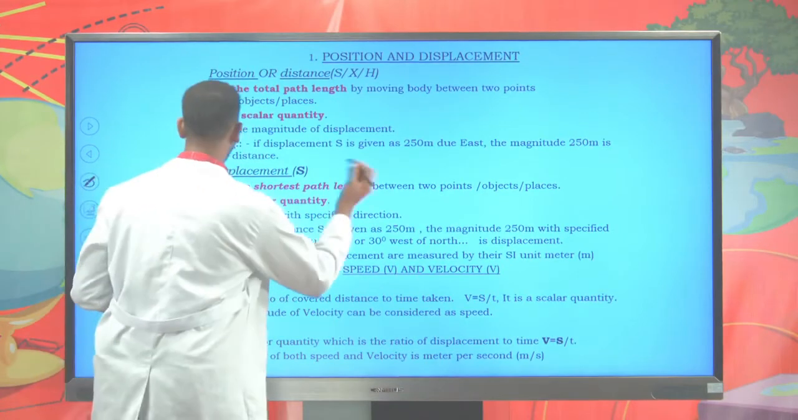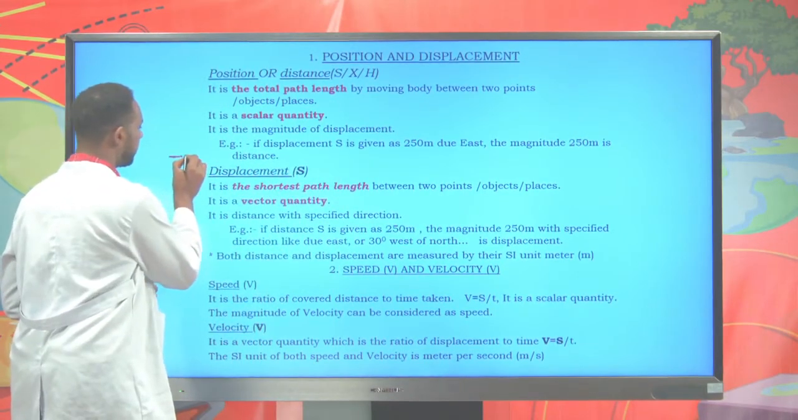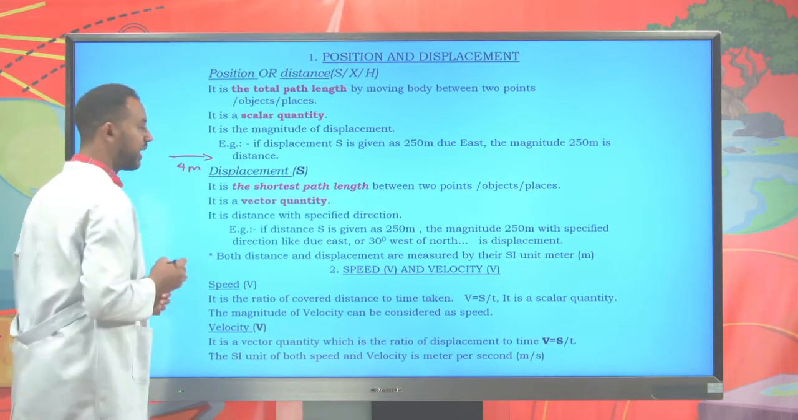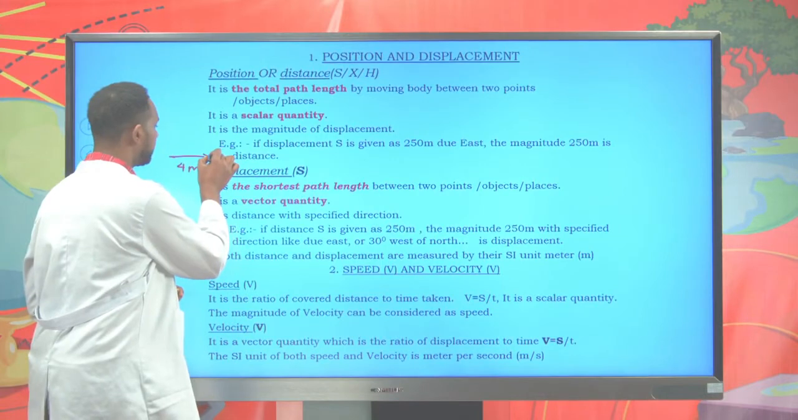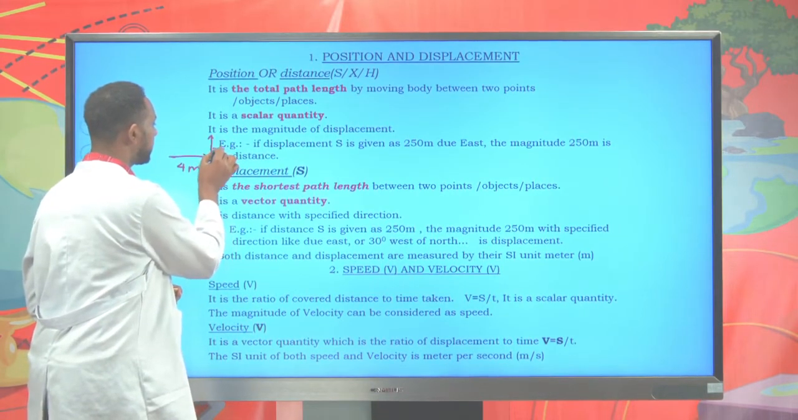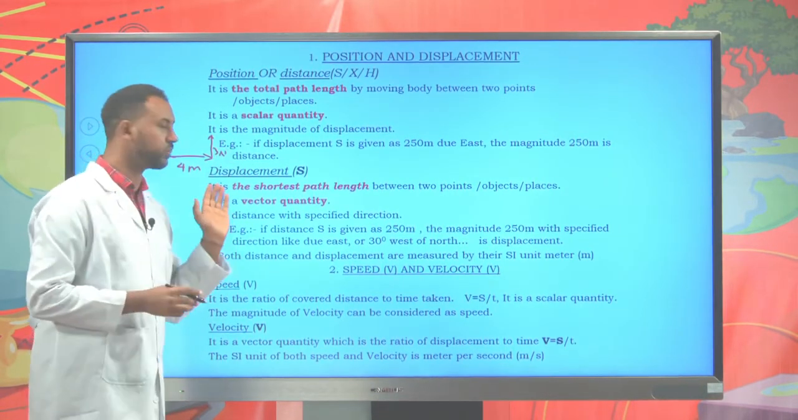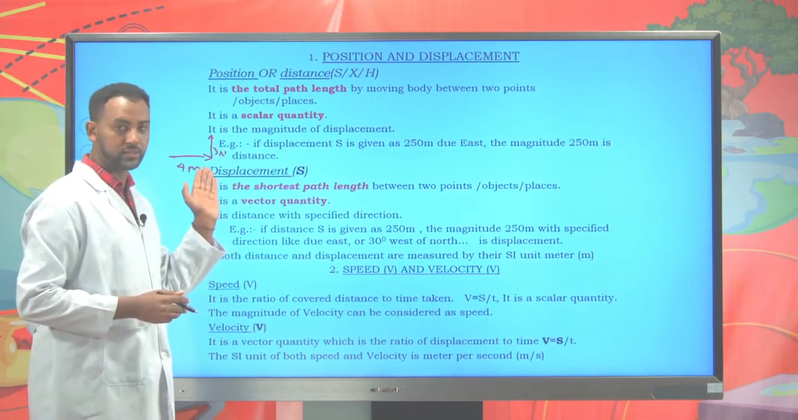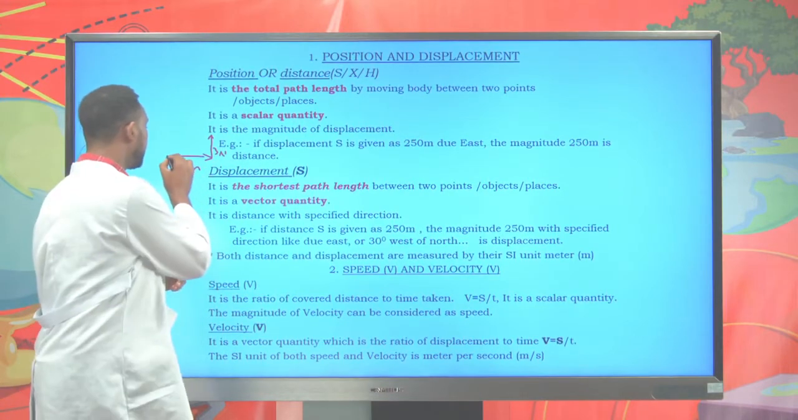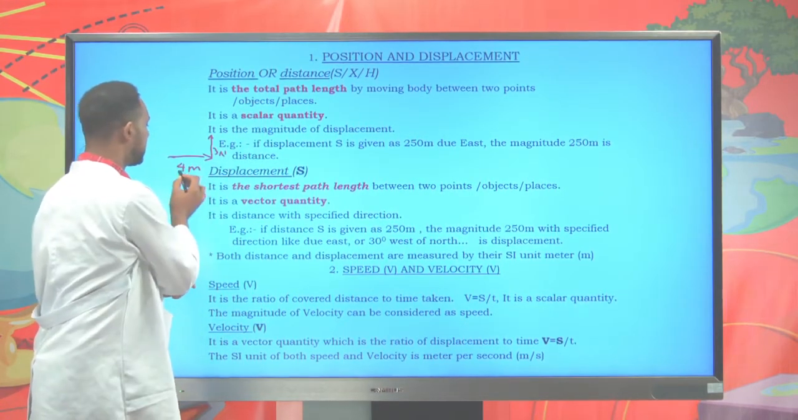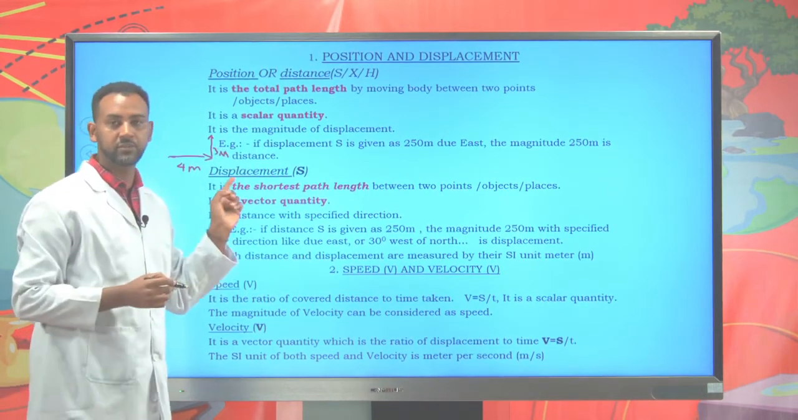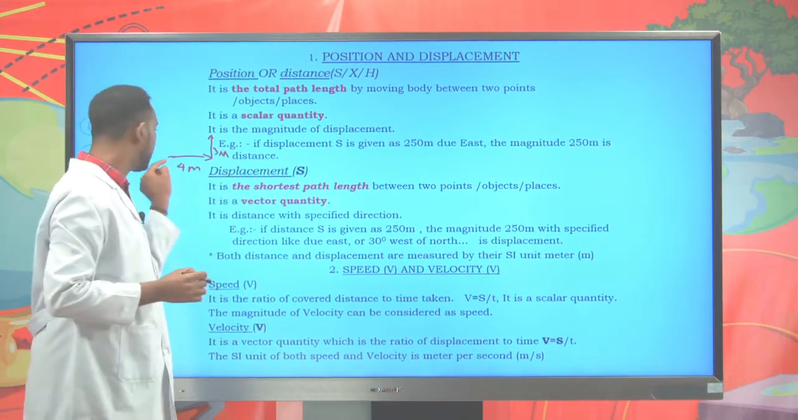Suppose here we have a particle that might move 4 meters to the east, and it might move 3 meters to the north. Whenever we are trying to determine distance, we have to add all the lengths between the two points, which is the total path length. So 4 meters plus 3 meters gives us 7 meters. 7 meters is the distance between the two points.